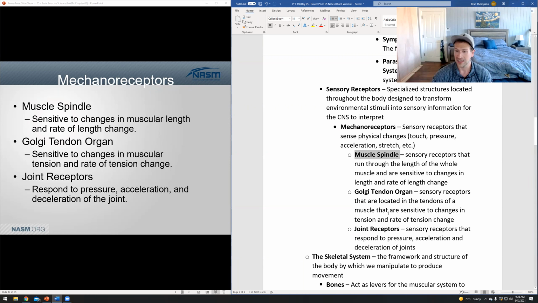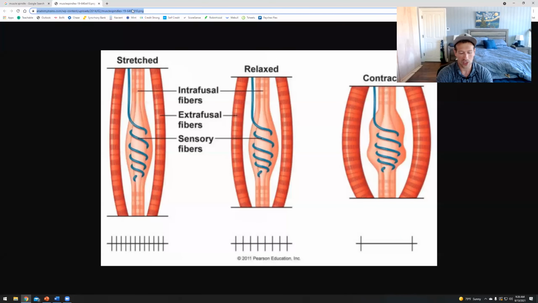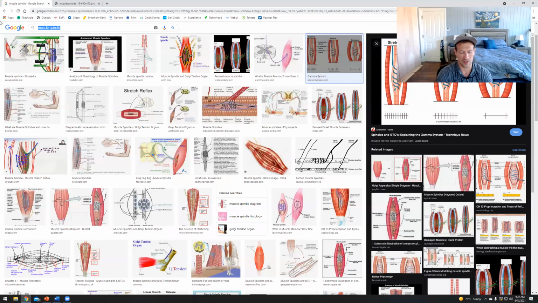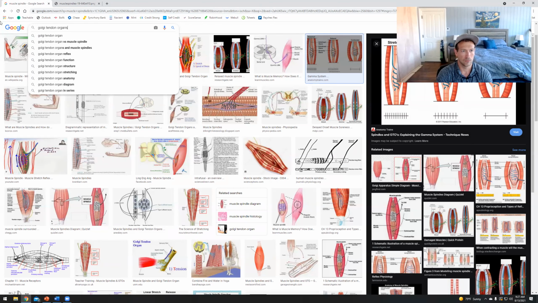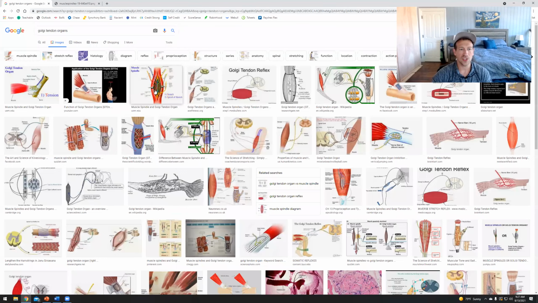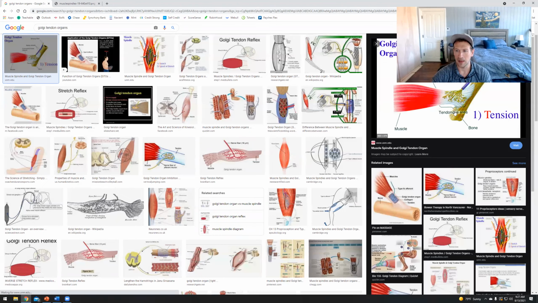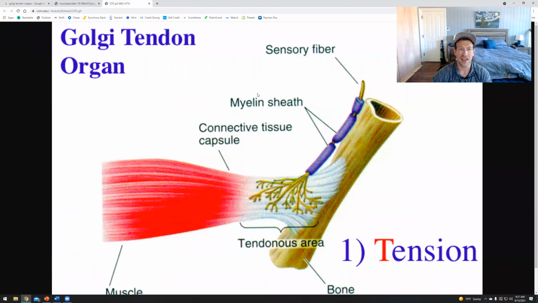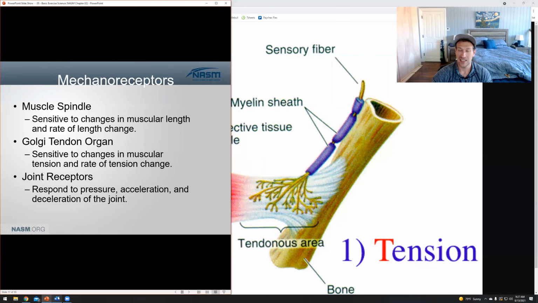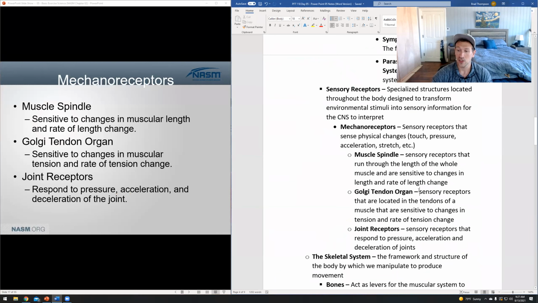Now, also working together with your muscle spindles to tell your body what position it's in are what we call Golgi tendon organs. And Golgi tendon organs don't live in the belly of the muscle the way our muscle spindles do. Instead, these live in our tendons, okay? So where your muscle is inserting onto a bone. And their job, you can think tendon, think tension. They are sensory receptors located in the tendons of a muscle, and they are sensitive to changes in tension and the rate of tension changes.